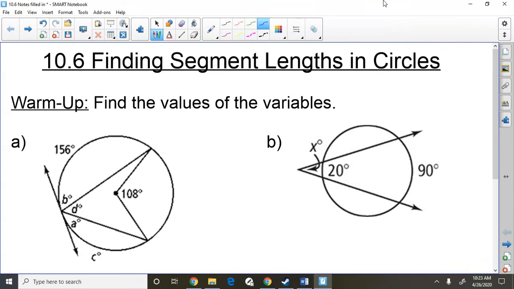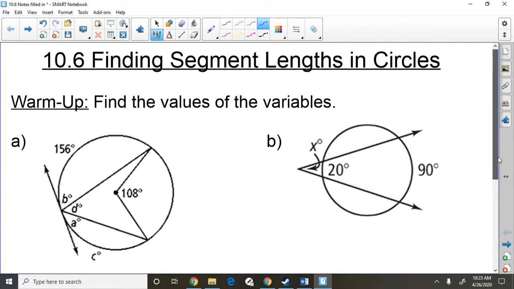Today we're going to move on to section 10.6, and like the last couple sections, we'll have all the notes today with a short assignment, and then tomorrow you'll have more problems to do in the section. This section is about finding segment lengths in circles. So just first of all, a quick reminder from some of the work from last week.